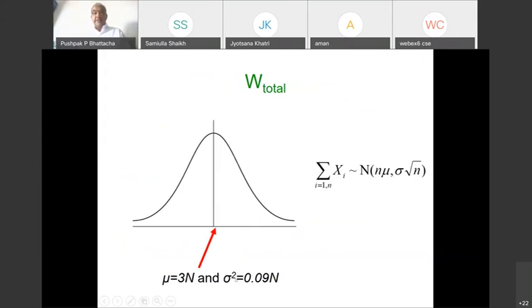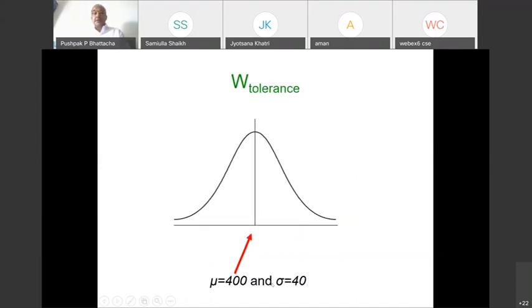And the variance is the sum of all the variances. There are n cars, and the variance of each is 0.3 squared. Okay, 0.3 was the standard deviation. So the total weight is normally distributed with mean 3n and variance 0.09n. And tolerance is also normally distributed with mean 400, standard deviation 40. So there are two normally distributed variables. Since the nature of distribution is the same, they can be compared.